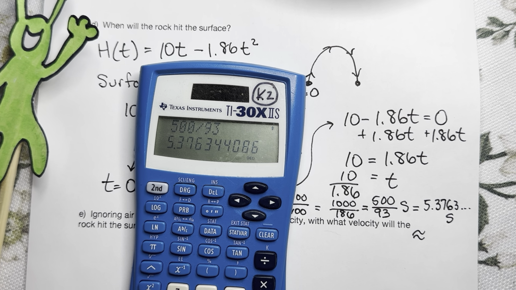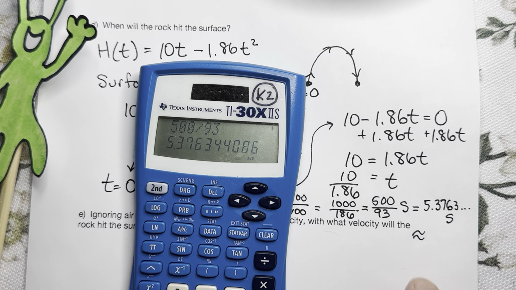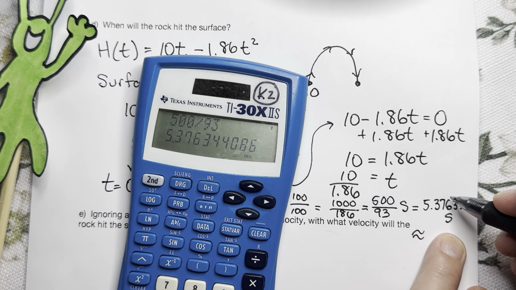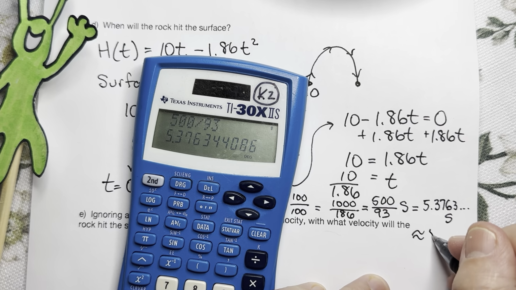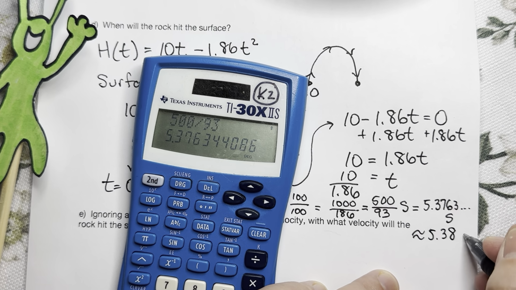Let me round to 2 decimal places. So if I round to 2 decimal places, that means I've got to look at the 6, right? There's the 3rd decimal place right there. 1, 2, 3. 6 is above 5, so I'm going to round up. So it's going to be about 5.38 seconds.